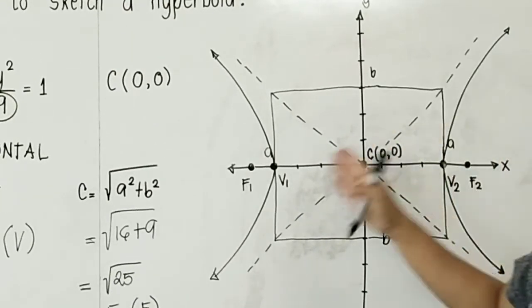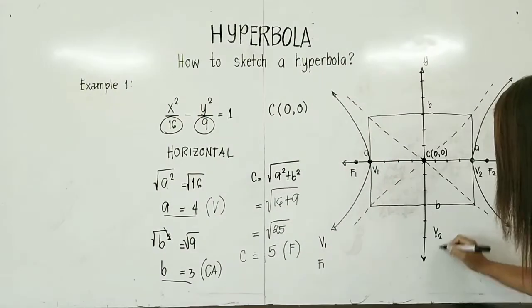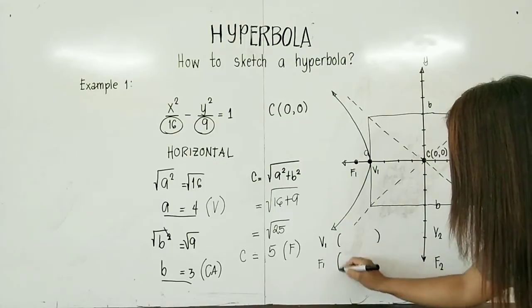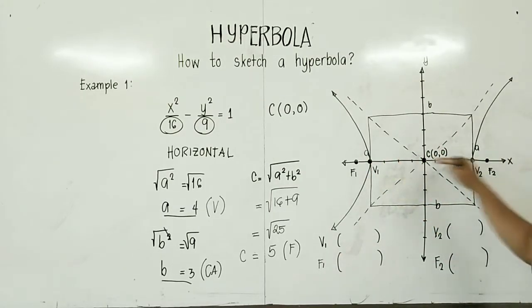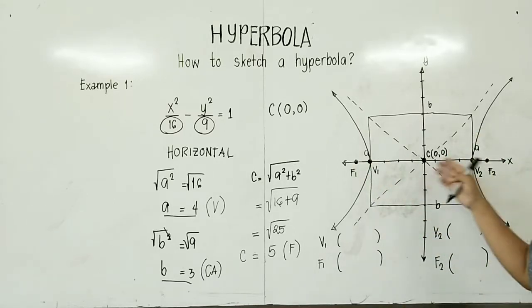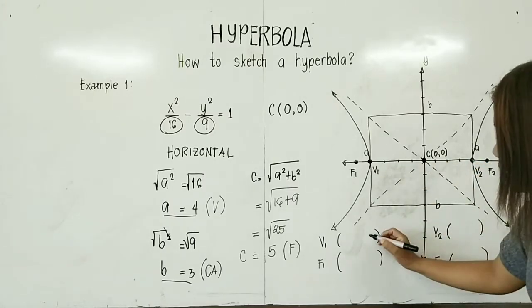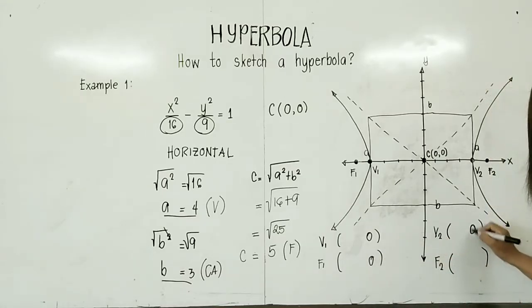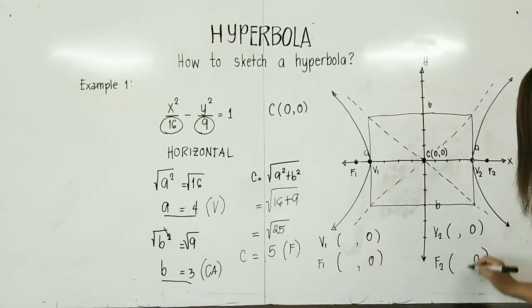And we can get the coordinates of our vertices and our foci. So vertex 1 and our focus 2. Okay, since our center, our vertices, and our foci are just aligned on 0, therefore they have the same y, but they have different x coordinates. So they are just aligned. So our y is 0 for all of the points. So we can write 0, 0, 0, and 0. So we just have to find the x coordinates of these 4 points.